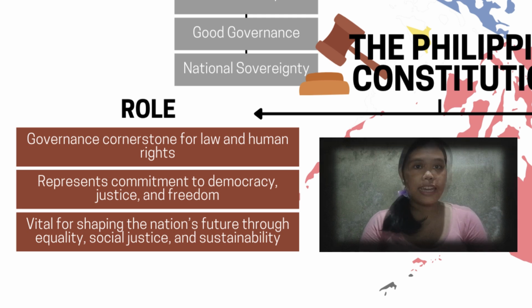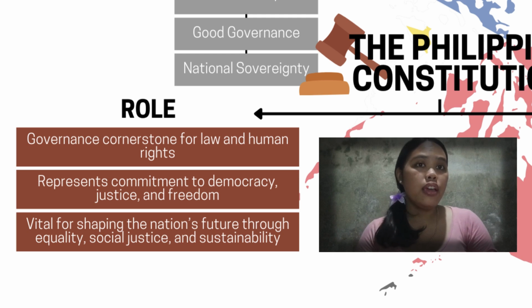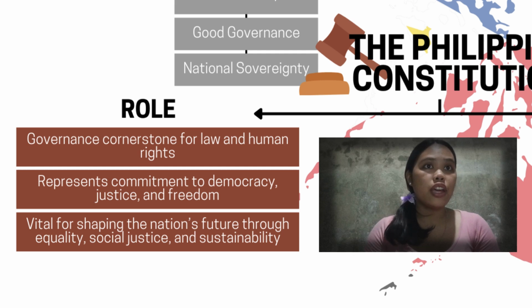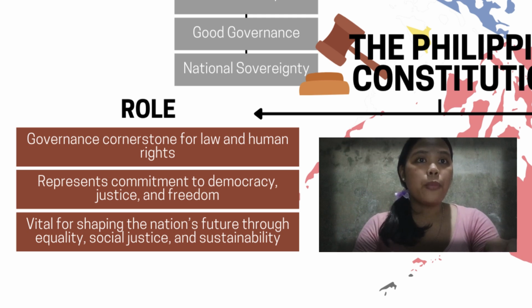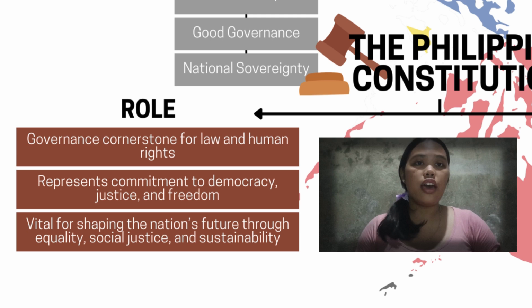progressive, and resilient society. Now, in our concept map, you will notice we highlighted three roles of the Philippine Constitution, and these are: first, the Philippine Constitution as a cornerstone of governance, law, and human rights; second is the historical evolution and commitment to democracy, justice, and freedom; and last is the Constitution as a tool for shaping the nation's future. So, first, I am going to discuss the first highlight, which is the Philippine Constitution as a cornerstone of governance, law, and human rights.